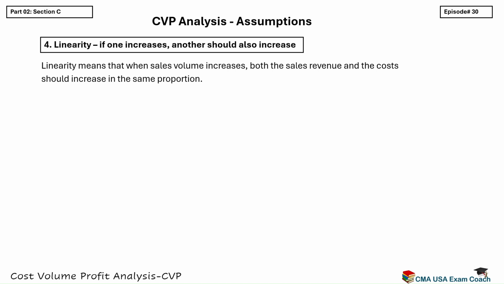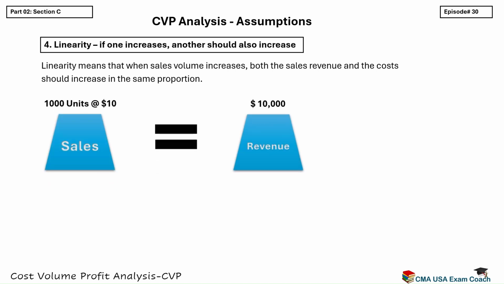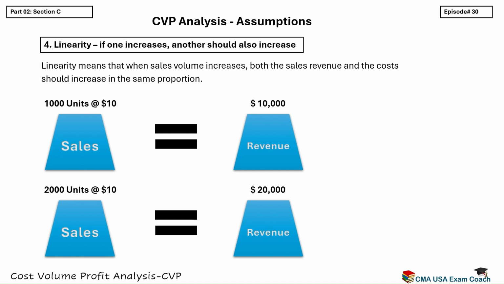Suppose you are selling 1,000 units at $10 each. Your total revenue is $10,000. Now, if you double your sales and sell 2,000 units, your revenue should also double, becoming $20,000. The same logic applies to variable costs. If it costs you $6 to make one unit, your total variable cost for 1,000 units is $6,000. If you now produce 2,000 units, the variable cost should double to $12,000.